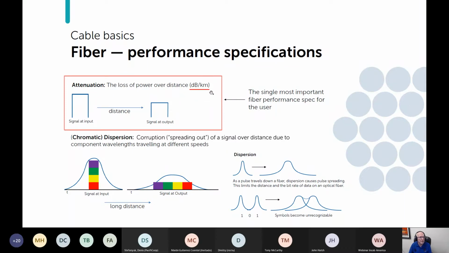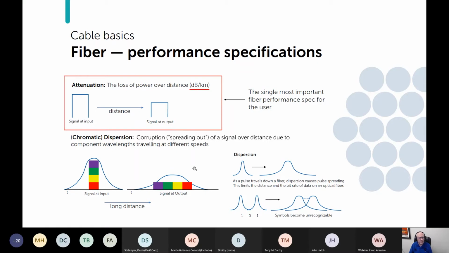Now, the kilometer isn't important. What is important is it's dB per length. So the length could be miles. So you could say dB per mile. You could say dB per 1,000 feet. You could say dB per furlong if you wanted to. It's loss over distance that is the important concept.